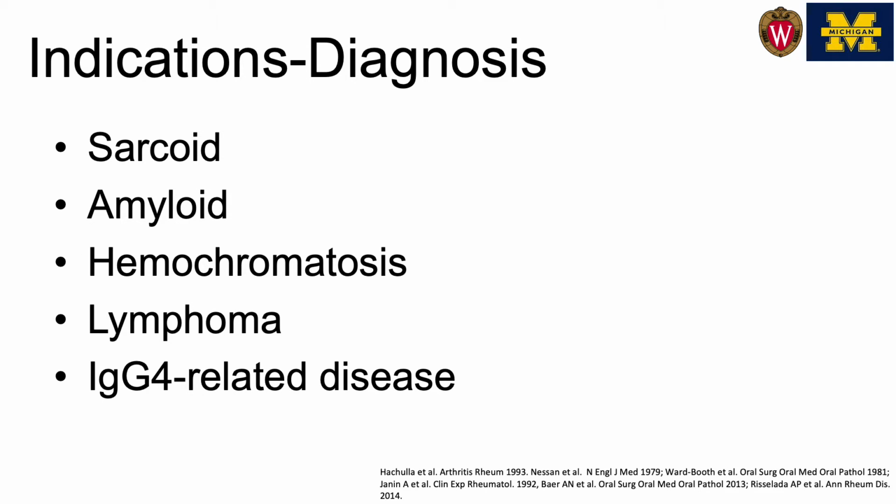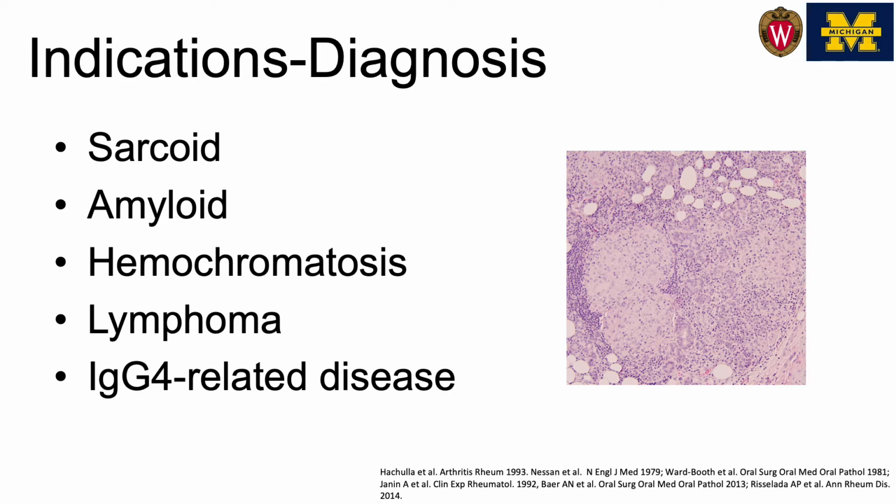Another diagnostic indication would be for any of the following diseases. Sarcoidosis, as seen here, can be diagnosed on labial salivary gland, as well as amyloidosis, hemochromatosis, lymphoma, and IgG4-related disease. Of course, labial salivary gland might not be the first or best site, but in individuals in whom you don't have a good target tissue for biopsy, it's reasonable to attempt a diagnosis when you have suspicion through labial salivary gland biopsy.